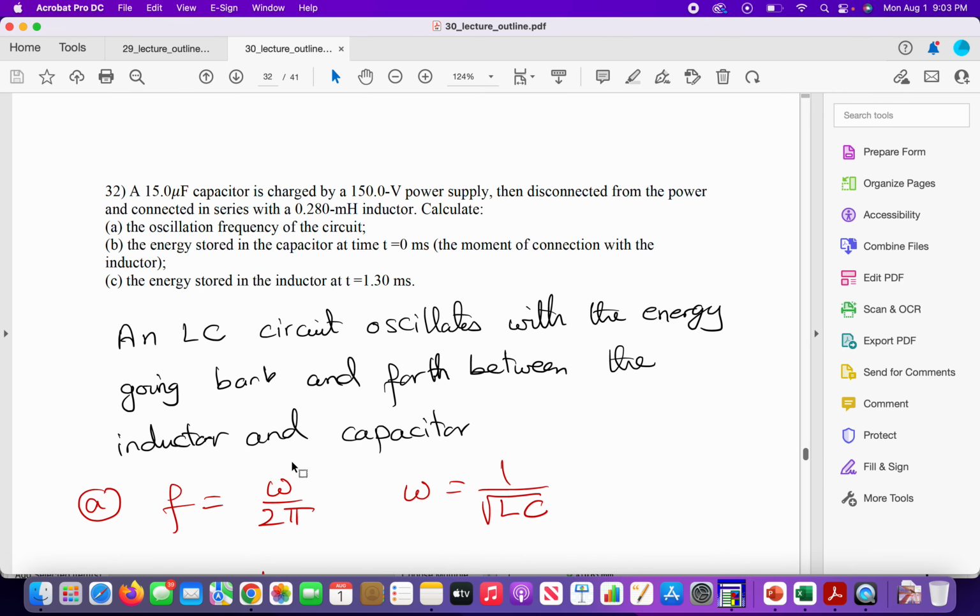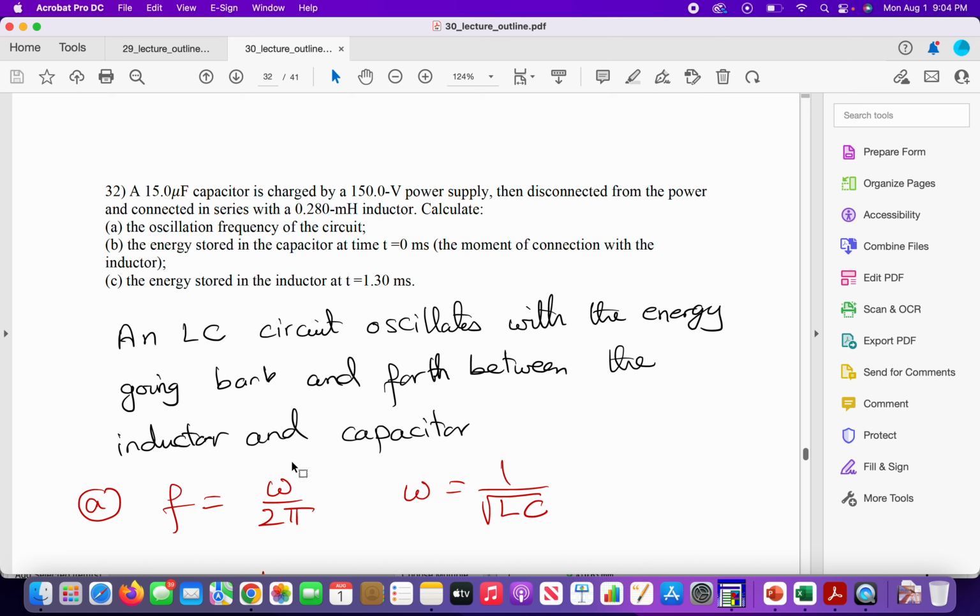A 15 microfarad capacitor is charged by a 150 volt power supply, then disconnected from the power and connected in series with a 0.280 millihenry inductor. Calculate the oscillation frequency of the circuit, the energy stored in the capacitor at t equals 0 milliseconds, the moment of connection with the inductor, and the energy stored after 1.30 milliseconds.